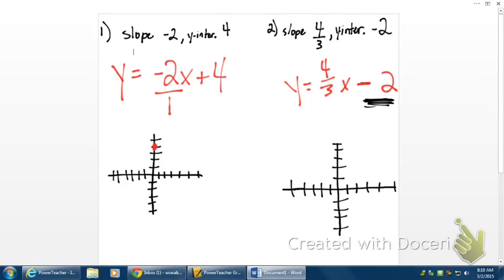So yeah, Dakota, you're right. So we're going to go down 2 and then over what? Over 1. Now my graph is not very close right there on the ones, but that's okay. And then the last thing we're going to do is connect those dots. Okay, and your graph will look something like that.